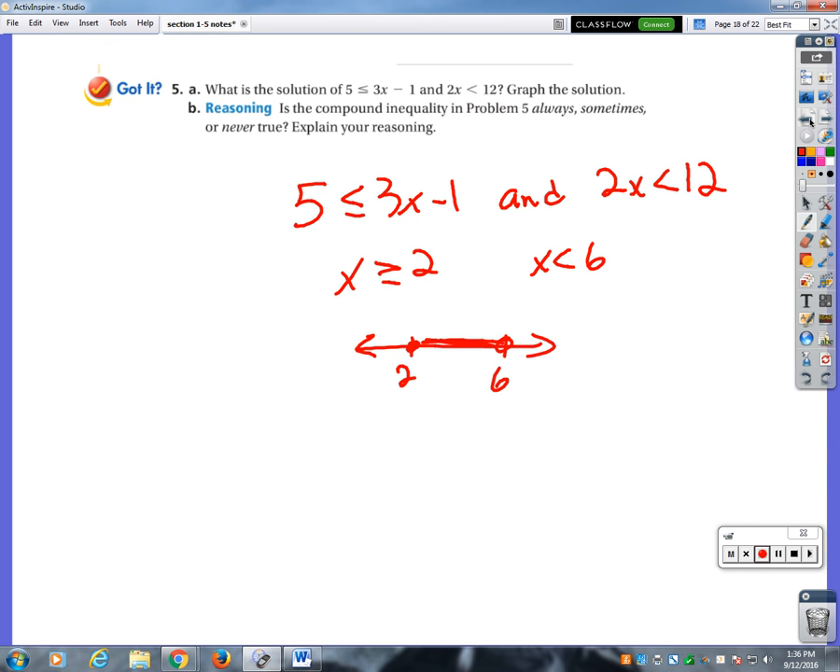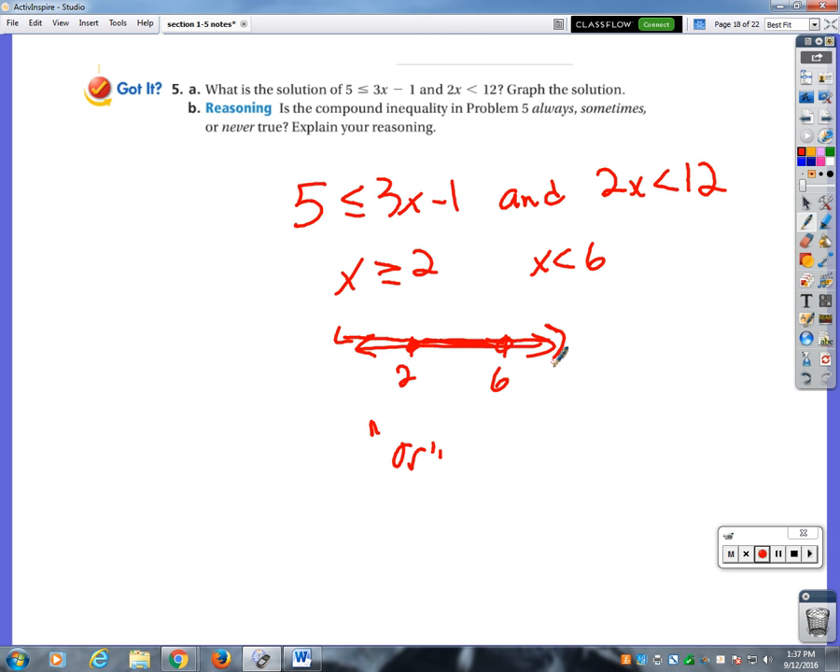Let's go back to this one here. What if this one had been or? So this is going this way and this is going that way. What would the answer be then? What would be true here if I needed just either one was fine? It could be greater than or equal to 2 or less than 6, I don't care, as long as it's one or the other. And just be in between those two numbers.